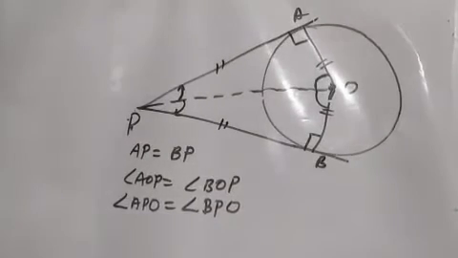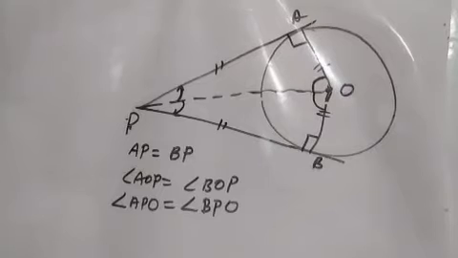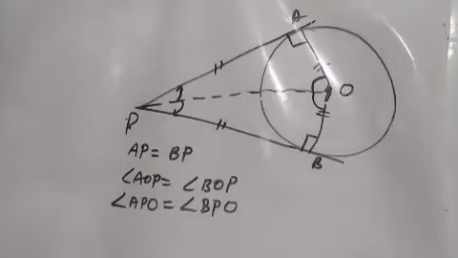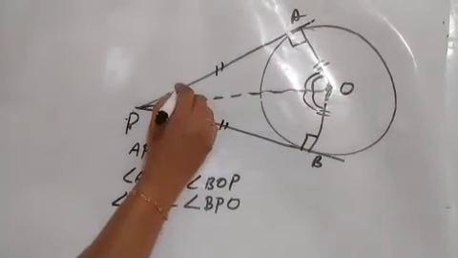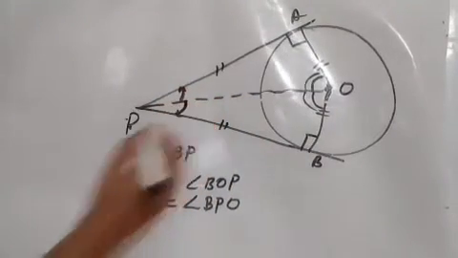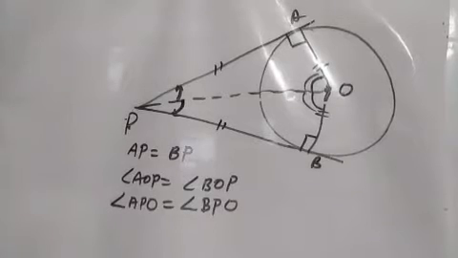Okay, these are the main points to remember. Always remember this. For two tangents from an external point, they are of equal length. They subtend equal angles at the center. These two angles are equal and these two angles are also equal. They are equally inclined to the line segment joining the center and the particular point.